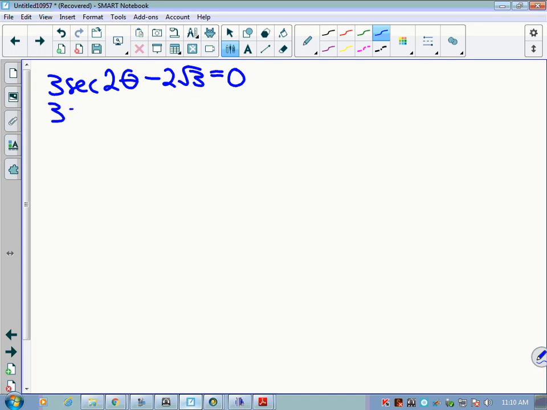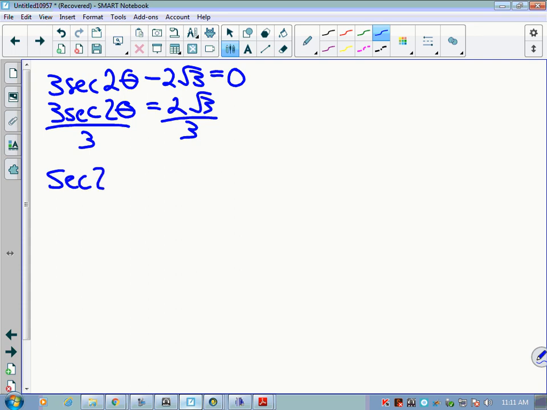Okay, so I got 3 secant 2 theta equals 2 radical 3, right? Because we added that to the other side. Then what did we want to do? Divide by 3. I got secant 2 theta equals 2 radical 3 over 3. Now, I believe this is one of those scenarios, because obviously we don't have a special right triangle that uses 2 radical 3 and 3.